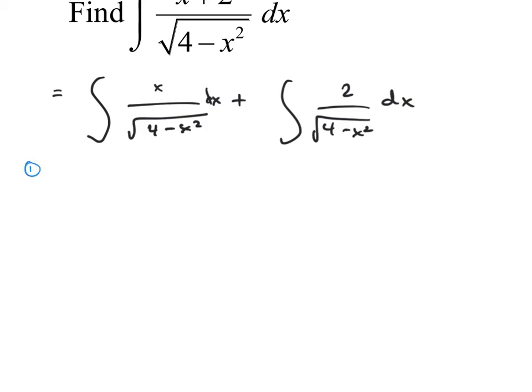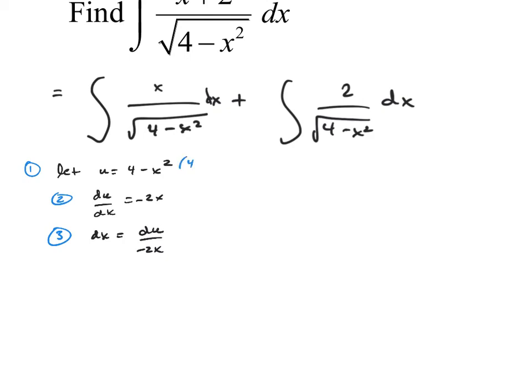The first problem is a U-substitution problem, so I'm looking at the integral of x over the square root of 4 minus x squared. Let's let u be the inside, so u would be equal to 4 minus x squared. Step 2 again is find the derivative of both sides, so du dx would be the derivative of 4 minus x squared, which is negative 2x.